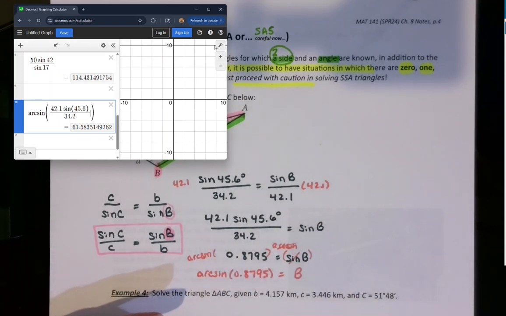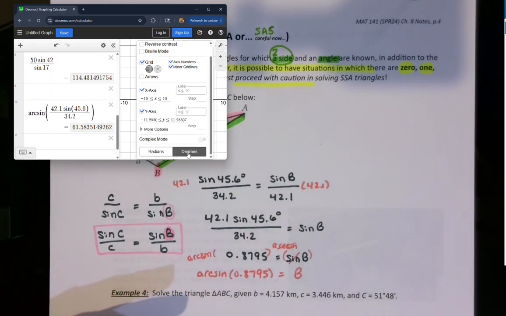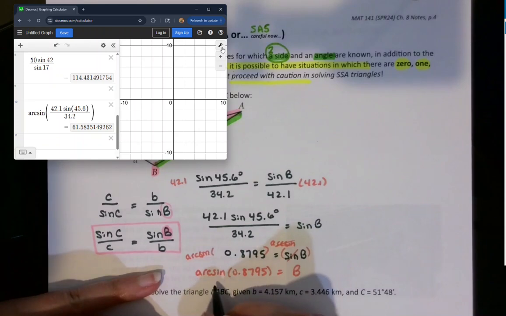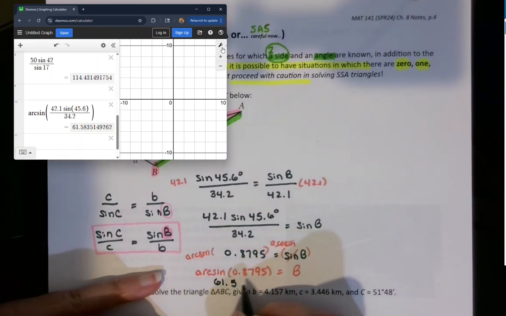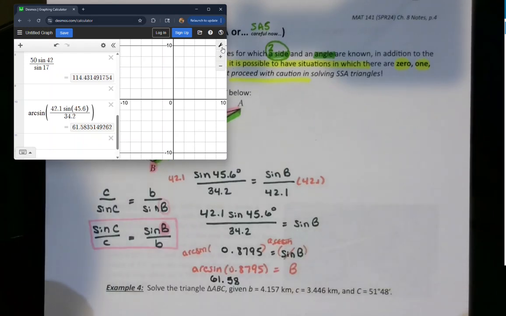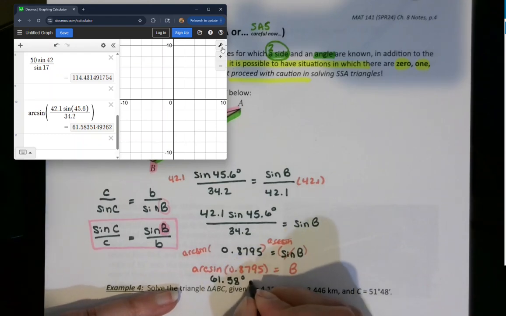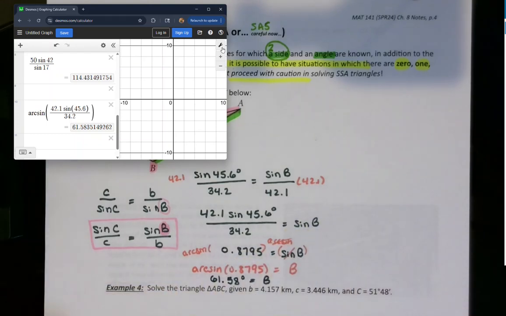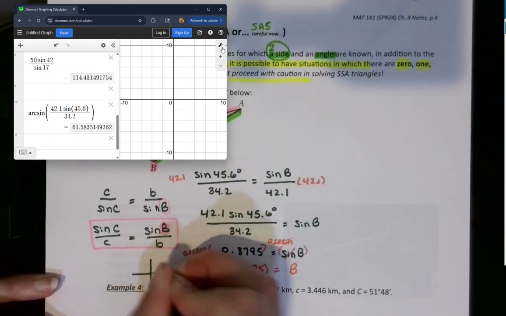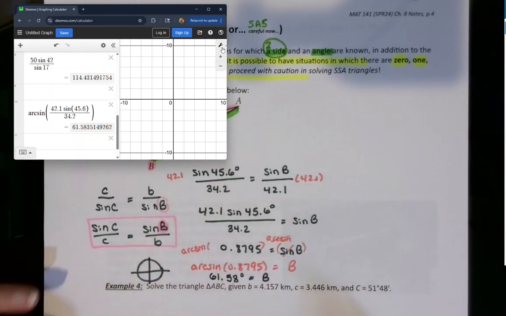Keep in mind that my calculator is still in degrees. I need it to be in degrees, so I'm going to give an answer that is in degree measure, so it is still in degrees. And I've got myself an angle of 61.58 or 61.6 degrees. And I'm going to round that to one place. Degrees for angle B.